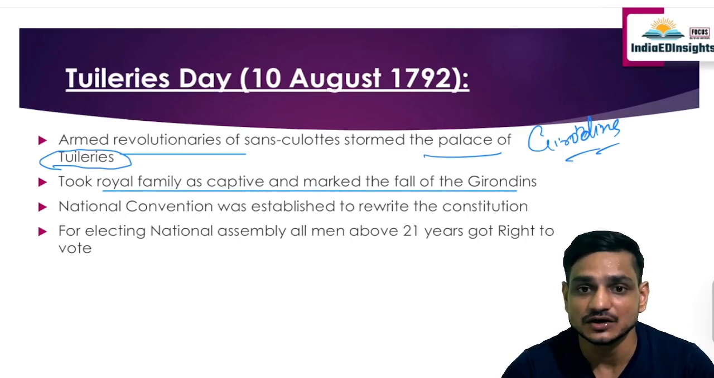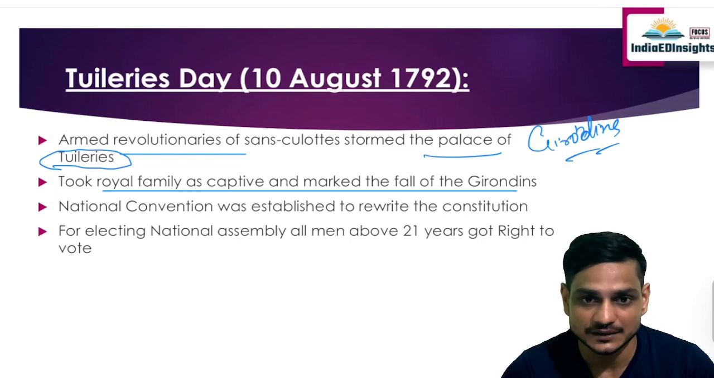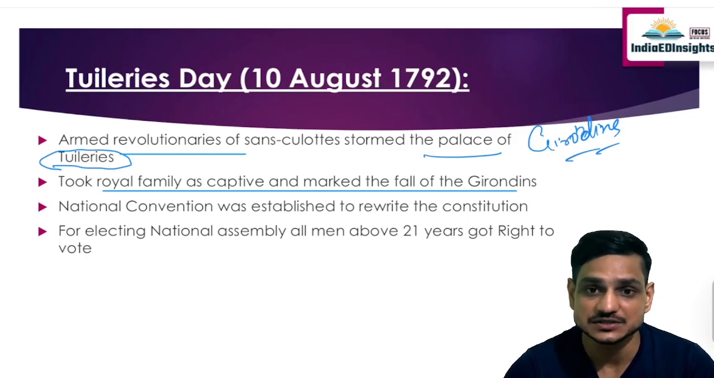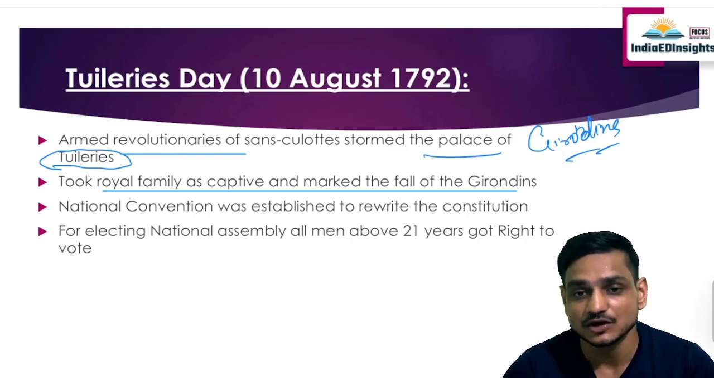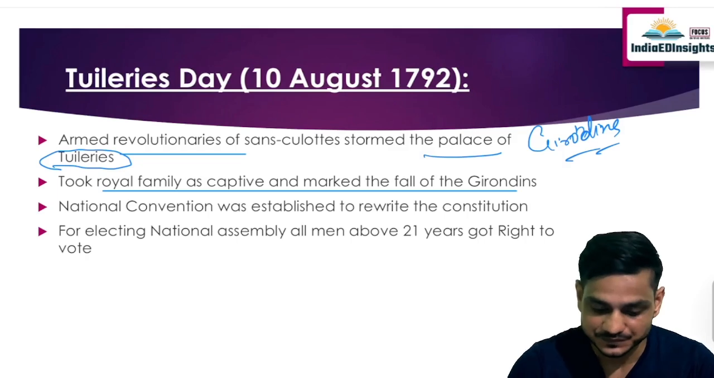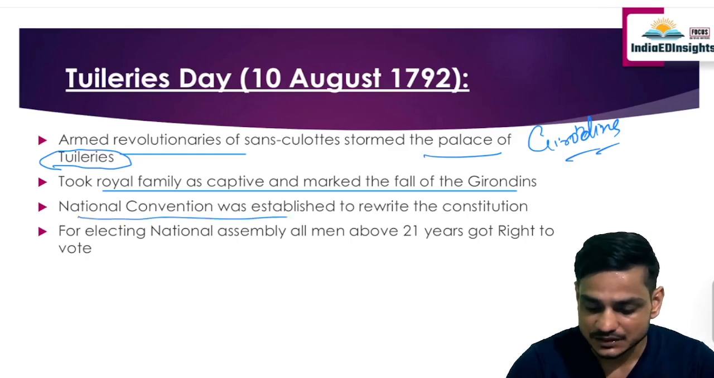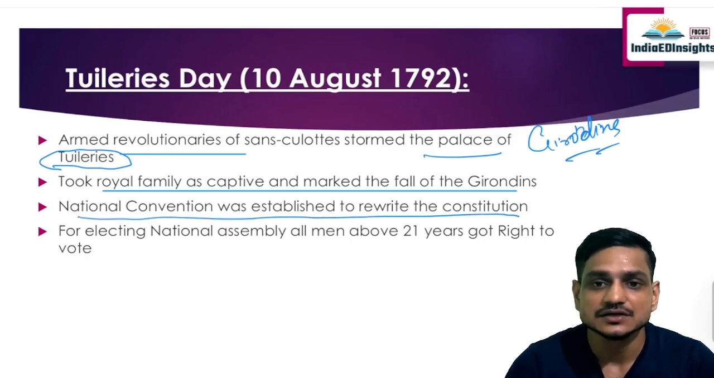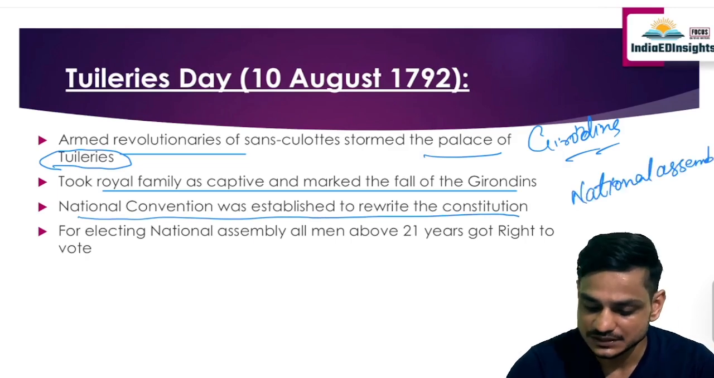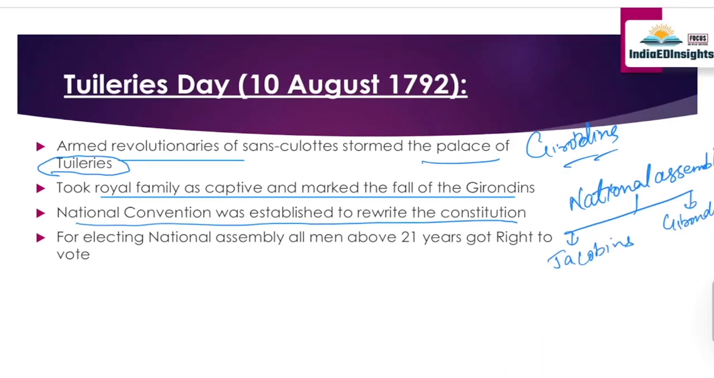They said that now the Jacobins will take over the power and run the government. Jacobins will change the polity into a republic. Now there is no need of any king. So the National Convention was established to write the constitution. Now this Assembly was divided into Jacobins and Girondins. The Girondins declared themselves as the National Convention.